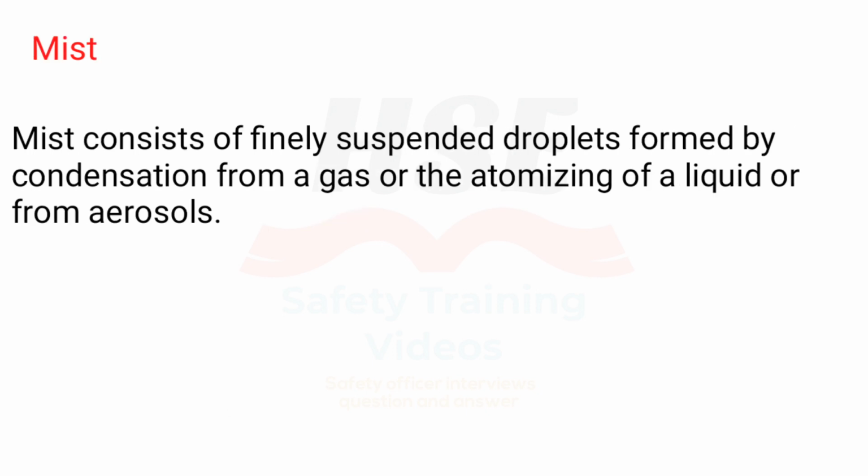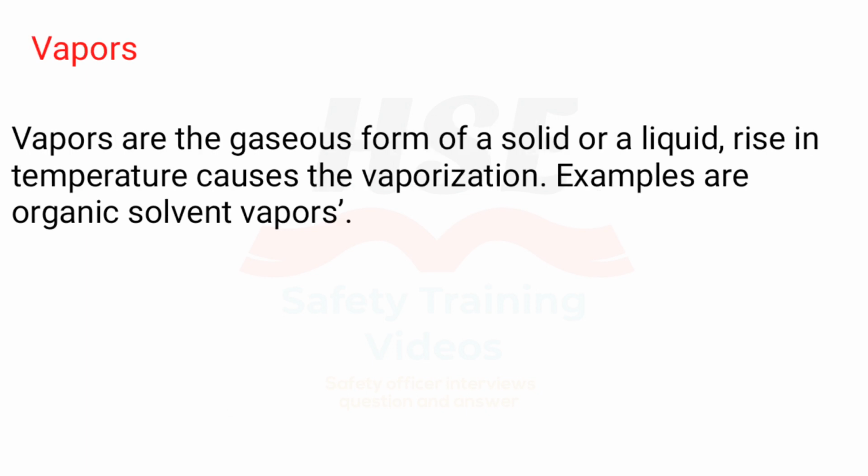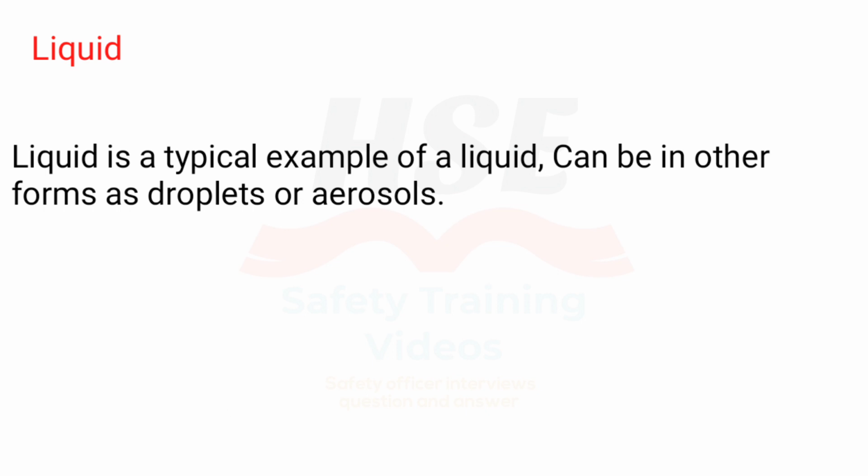Mist. Mist consists of finely suspended droplets formed by condensation from a gas or the atomizing of a liquid or from aerosols. Vapors. Vapors are the gaseous form of a solid or a liquid. Rise in temperature causes the vaporization. Examples are organic solvent vapors. Liquid. Liquid is a typical example of a liquid, can be in other forms as droplets or aerosols.